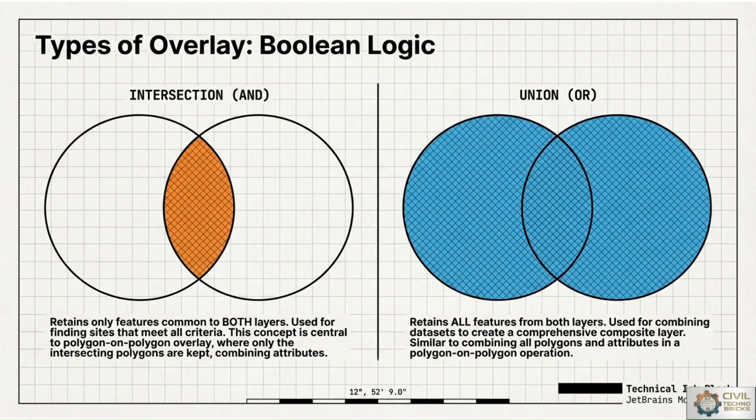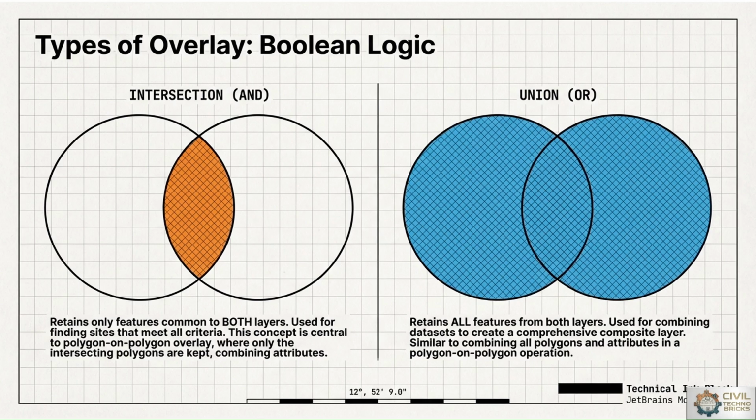Types of overlay: there are two types based on Boolean logic, intersection and union. Nothing but intersection and union are the two most common polygon overlays. Intersection, which shows the AND, means it retains only features common to both layers.